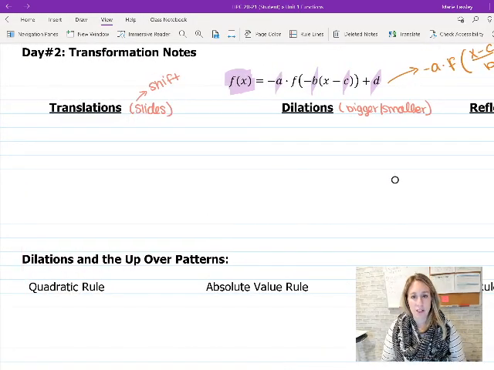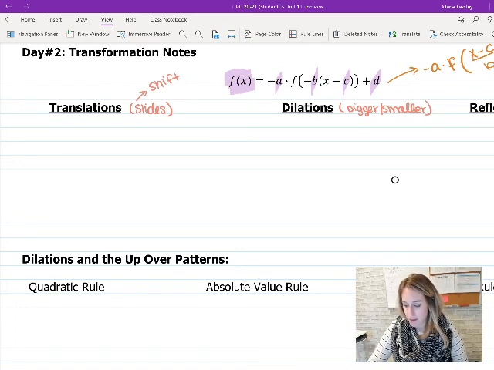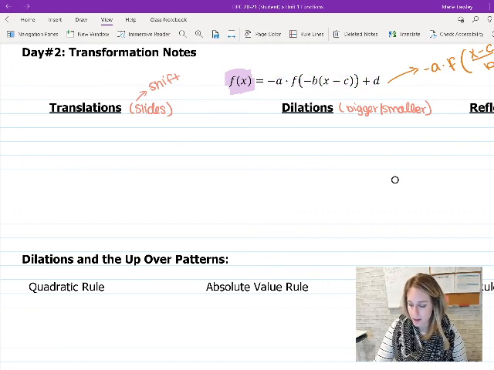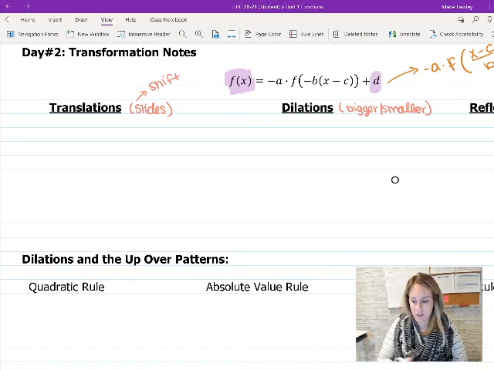So we'll start with translations. All right, so if we're looking at this beautiful formula that we have here, oops, I wanted to erase all my highlights. All right, we'll start with A. Nope, I lied. Let's start with D. D's easier.